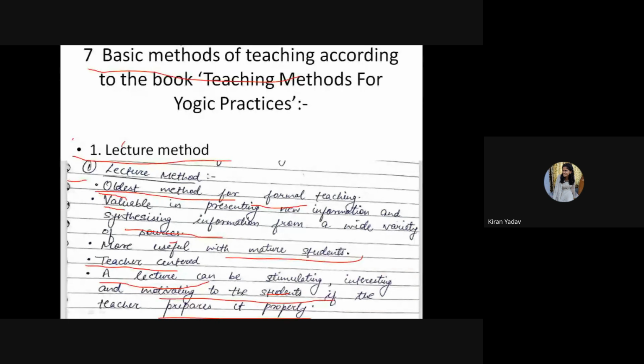And also, what can be the other drawbacks of the lecture method? What do you think?